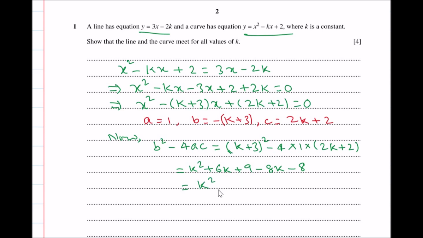So equal to k square. Now 6k minus 8k, we get minus 2k, and 9 minus 8, we get plus 1. And if you see, this is a perfect square, we can write (k minus 1) whole square. Now, as this is a perfect square, this will always be greater than or equal to 0. It can never be negative. That means it can never be less than 0. So, whenever we get greater than or equal to 0, that means it is going to meet for all the values of k.